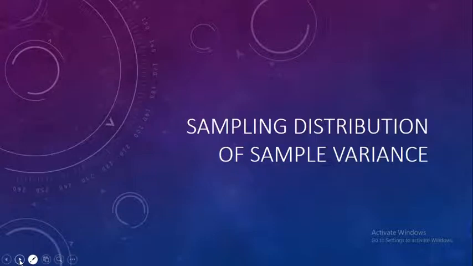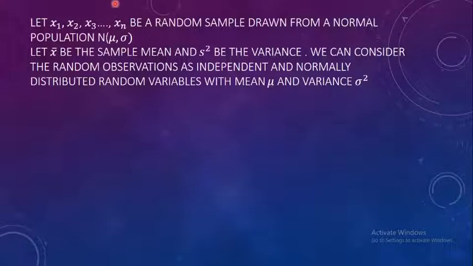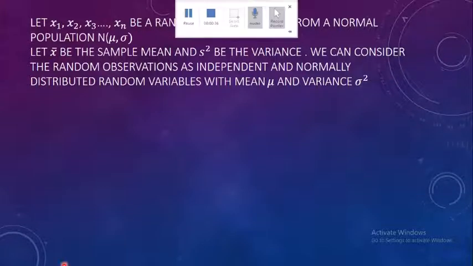Today we will learn the sampling distribution of a sample variance. Let x1, x2, etc. xn be a random sample taken from a normal population, normal mu sigma. Let x bar be the sample mean and s square be the variance. We can consider that the random observations are independent and normally distributed random variables with mean mu and variance sigma square.